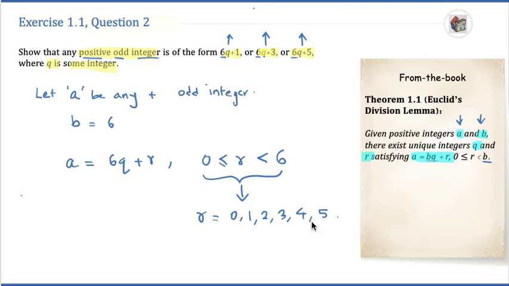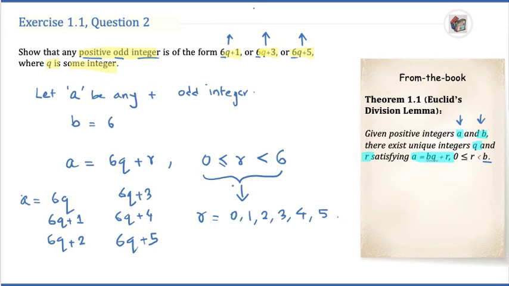And now since r has these 6 different values, I can write a also using each of these values of r one by one. So for example, if my r is 0, then a is equal to 6q. When r is equal to 1, you will get a as 6q plus 1. With r equal to 2, you will have 6q plus 2. Similarly, you're going to have 6q plus 3, 6q plus 4, and 6q plus 5. So you see there are 6 possibilities because there were 6 possibilities for the values of r. But you will notice in the question you just had 3 of these. It was either plus 1, plus 3, or plus 5. How is that happening now?